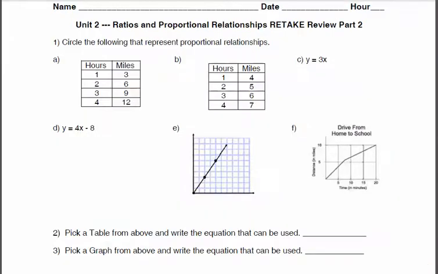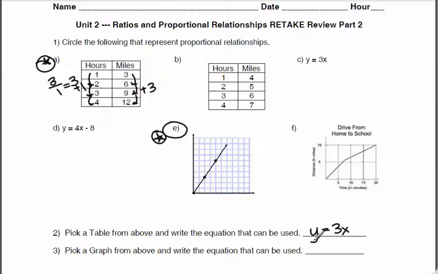So now they want us to pick a table from above and write the equation that can be used. This one is the only one that we can use because it's the only one that's a proportional relationship. So again, the rate of change was 3 over 1 because every time this changes by 3, this one changes by 1. Okay, and both are positive, so it's 3 over 1 or just 3. So my equation is y equals 3 times x. If we look at E, this one is the only one that works for our graph. It's going up 3 and over 2, so our equation is y equals 2/3 times x.